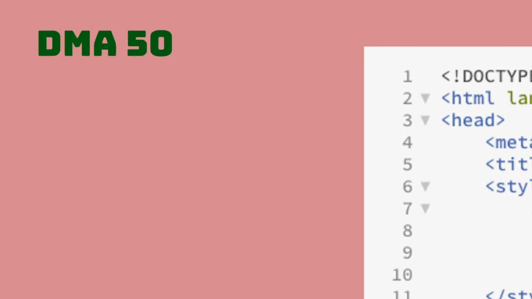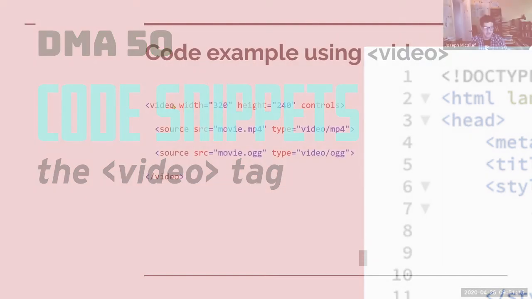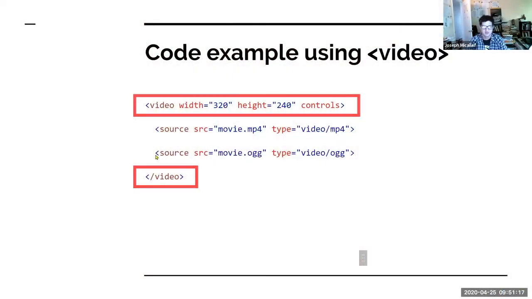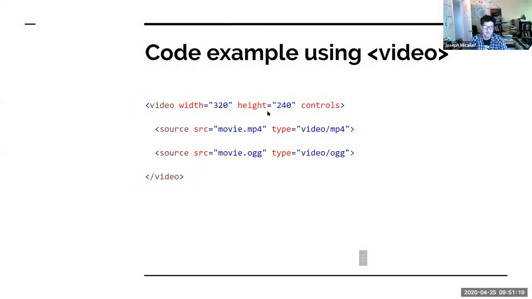So the code is pretty simple. It's just a video tag, and then you have several different attributes for the tag. You have standard height and width. You have controls, which will basically give you your playhead.